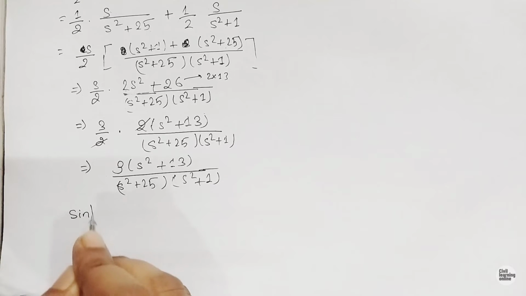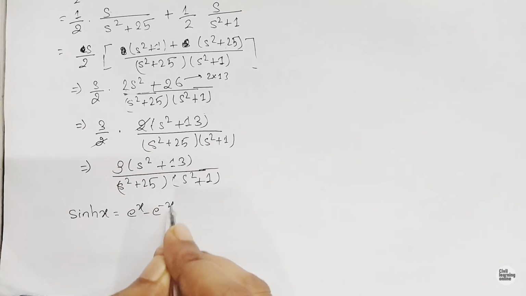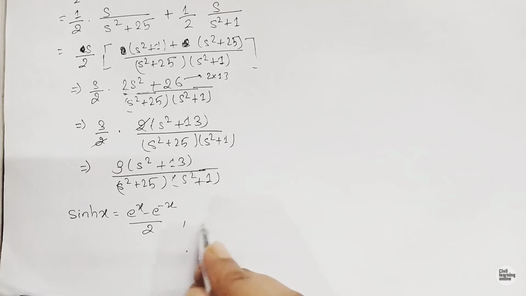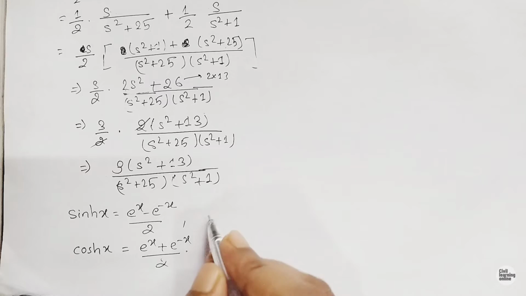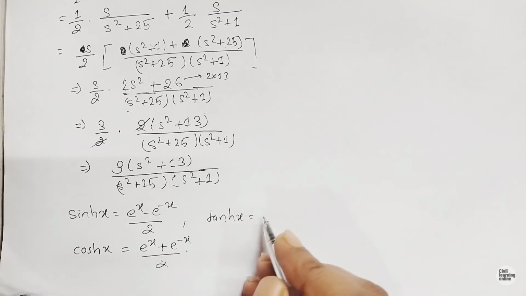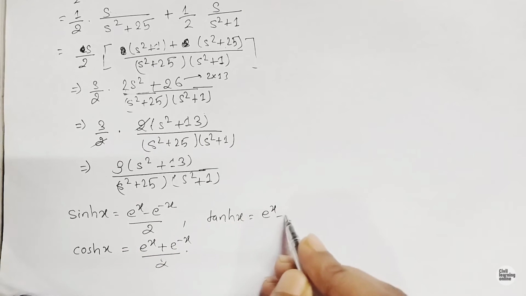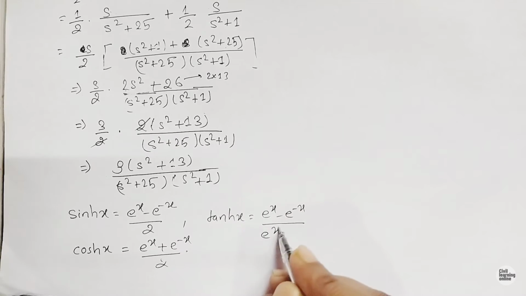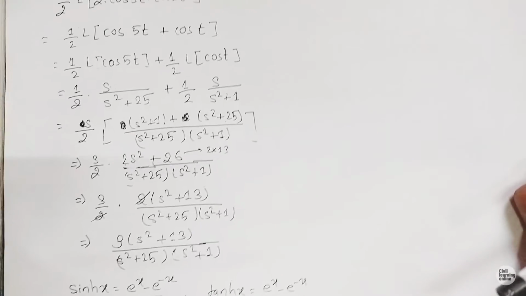Sine hyperbolic x equals e to the power x minus e to the power minus x upon 2. These are simple, easy formulas. Similarly for cos hyperbolic x, we have e to the power x plus e to the power minus x upon 2, and tan hyperbolic x equals, simply divide these two, because tan theta equals sine theta by cos theta. So e to the power x minus e to the power minus x upon e to the power x plus e to the power minus x. Now you have come to know what we are going to do here.